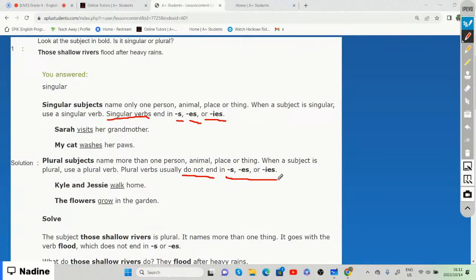For example, Kyle and Jesse walk home. So we don't say Kyle and Jesse walks home. And the flowers grow in the garden. Grow, not grows, in the garden.